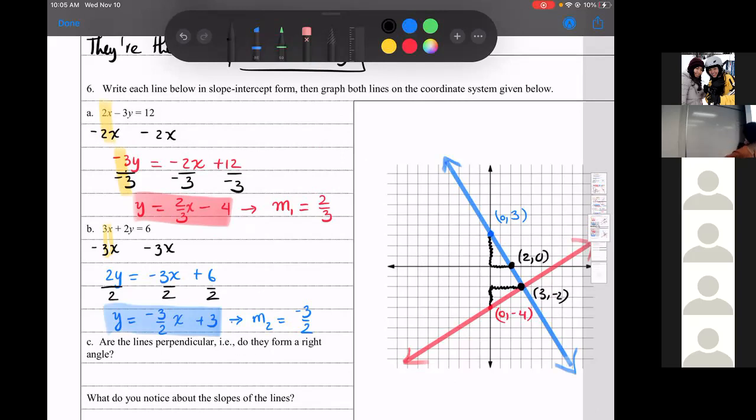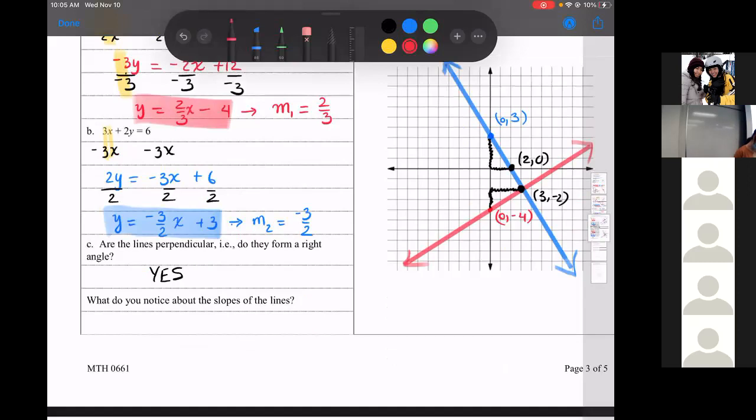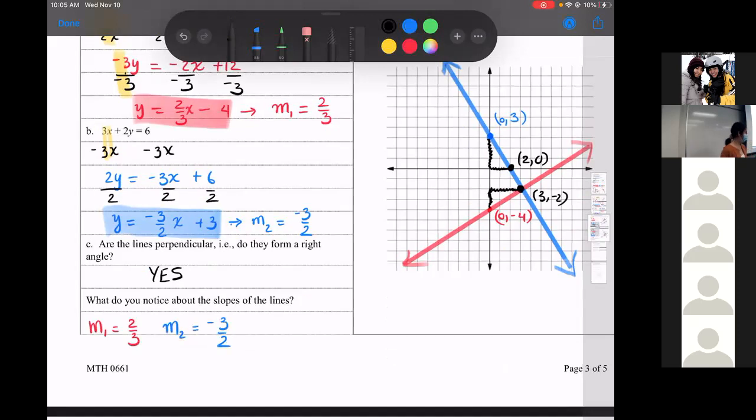Eyeballing it, what do you see? Perpendicular. Yeah, they form a 90 degree angle, so they are perpendicular to each other. What do you notice about the slopes of the lines? What else? They flip. Yeah, they flip, opposite. This is 2/3, this is 3/2, and this is positive, this is negative. So they are opposite reciprocals.